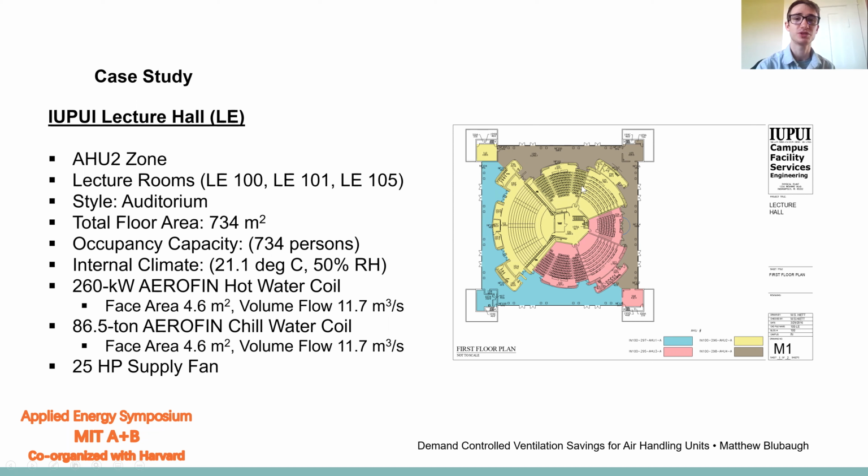So for this case study, we used an IUPUI lecture hall, and we used the zone controlled by air handling unit number 2. That's the zone highlighted in yellow. This consisted of 3 lecture halls, which have a total capacity of about 734 people. The air handling unit that controls this zone has hot water and chilled water coil-based control.